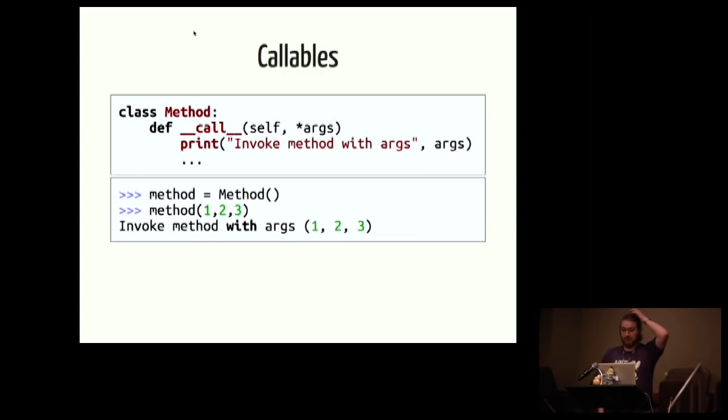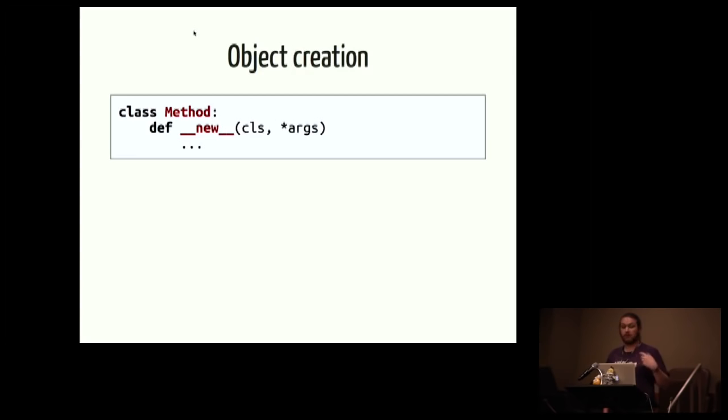Python also allows you to intercept the process of invoking a function. If a class implements dunder call, that'll be used when someone tries to invoke an object as a function. And again, we can use this as a trigger to invoke the underlying Objective-C method. Lastly, Python gives you the power to control the process of object construction. Everybody knows about dunder init, it's the object constructor, but there's also dunder new, which can be used to control the process of instantiating instances. And we can use this to bind a Python instance to a specific Objective-C instance.